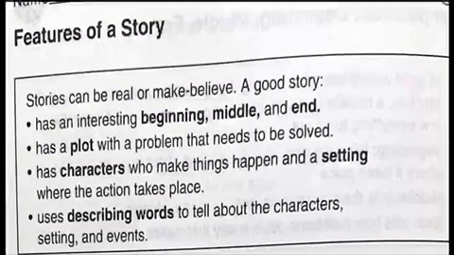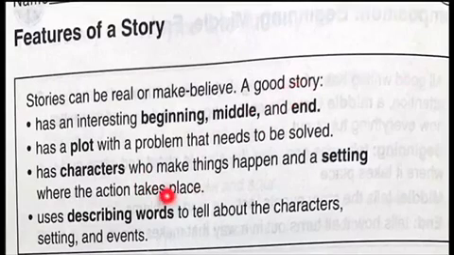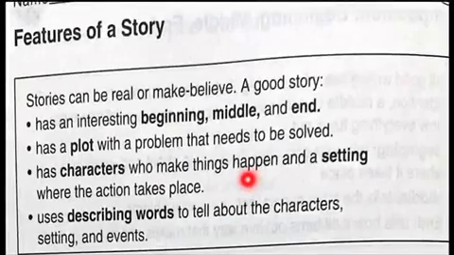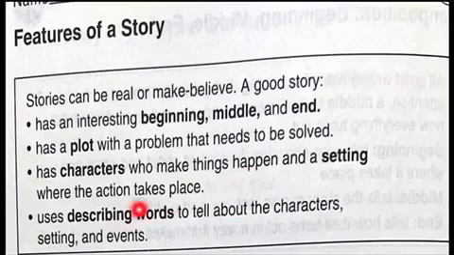Okay? Now, a good story has characters who make things happen and a setting where the action takes place. Keep in mind, in a good story, we have a beginning, a middle, and ending. We have a good plot or the events of the story. We have characters. Who are characters? They make things happen. Like in the story Little Red Riding Hood, the characters are Little Red Riding Hood, her mother, the wolf, grandma, the farmer. These are the characters who will make the things happen.